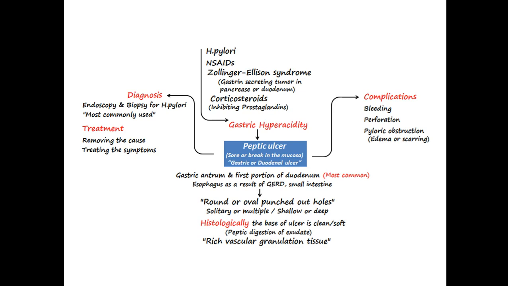Sometimes, if ectopic gastric mucosa is present in the esophagus, for example in Barrett esophagus, or if there is heterotopia where gastric mucosa is present in the small intestine, in conditions like Meckel's diverticulum, ulcers can also develop at those sites because of the presence of the gastric mucosa.